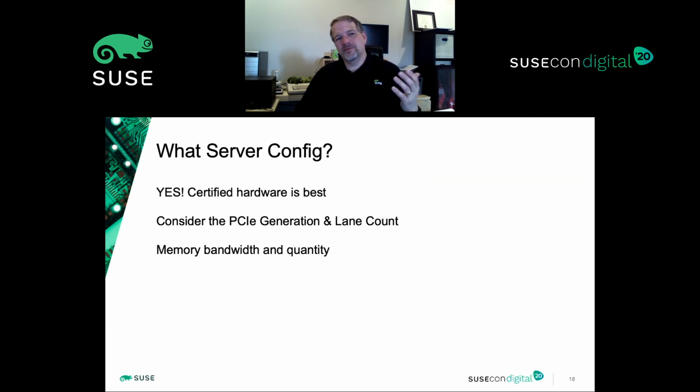So what about server config? Obviously, we say yes, certified hardware. That's what we want you to look at. That's part of the critical building blocks here. But there are some other things to look at. Consider the PCIe generation and the lane counts. Obviously with PCIe Gen 4 slots and devices, you can use fewer lanes to get the same performance that you would get off of a PCIe Gen 3 slot and device.